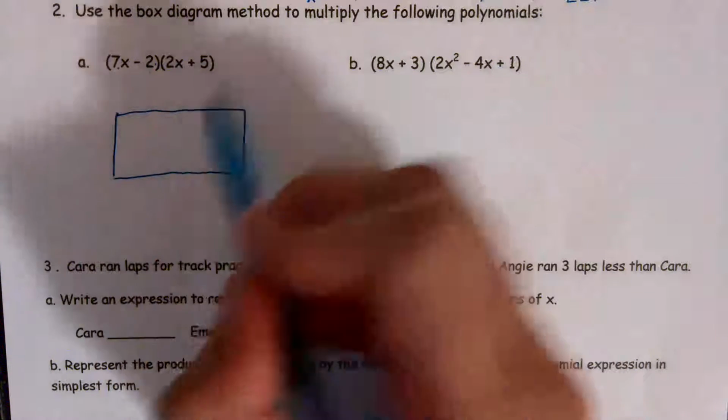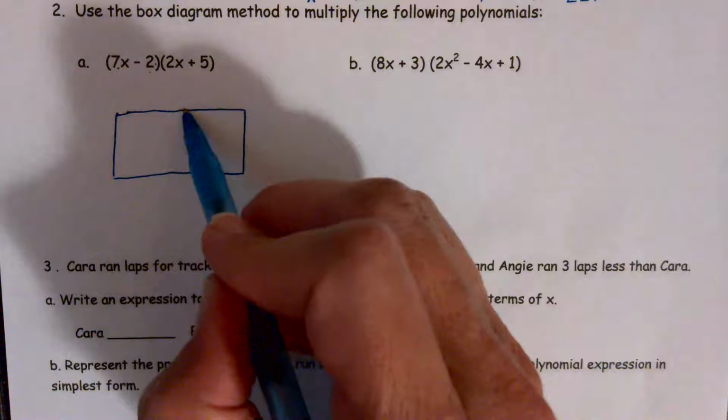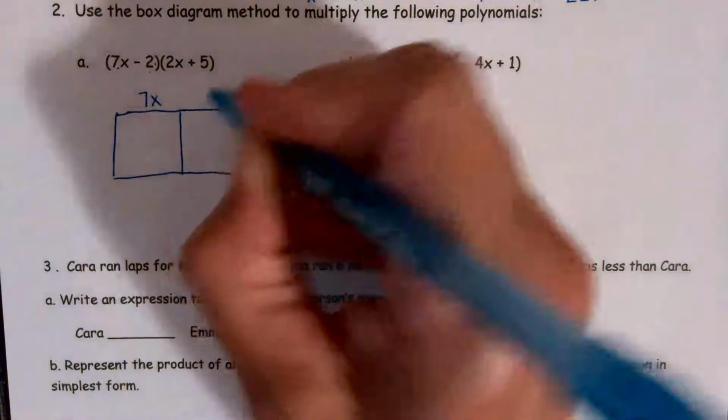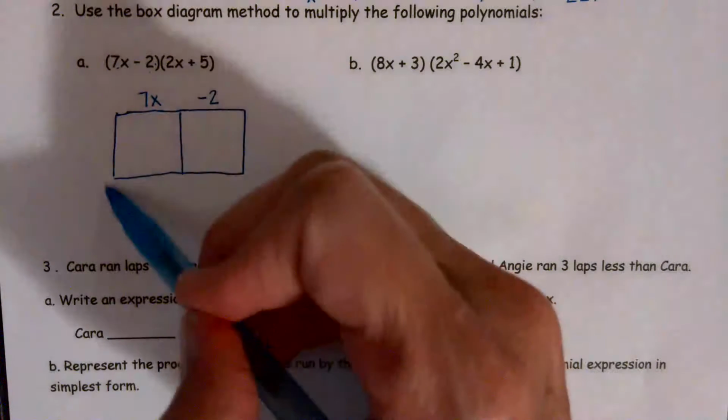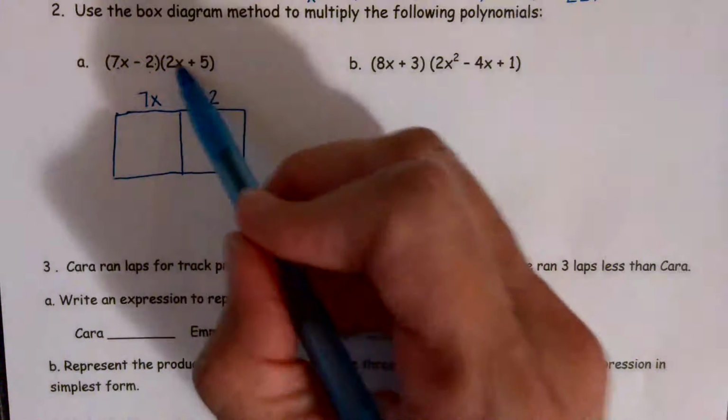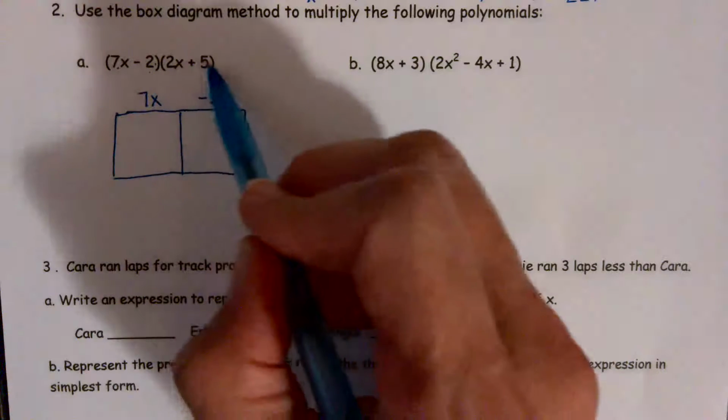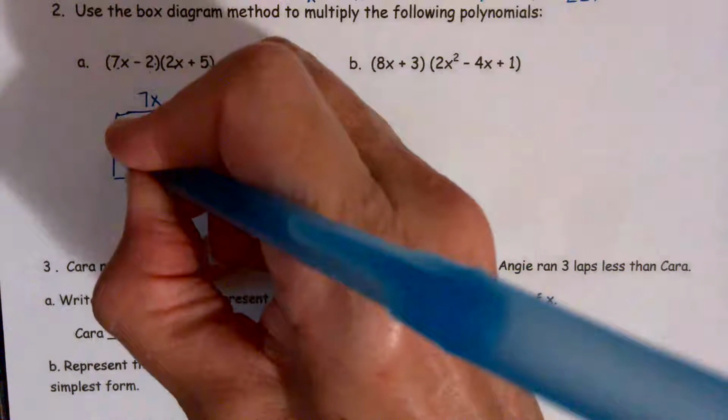Since this has 2 terms, I'm going to split this top into 2. And I'll write 7x minus 2. Now on this side, I'm going to split this side into however many terms I have. I also have 2. So I'm going to cut this in half.